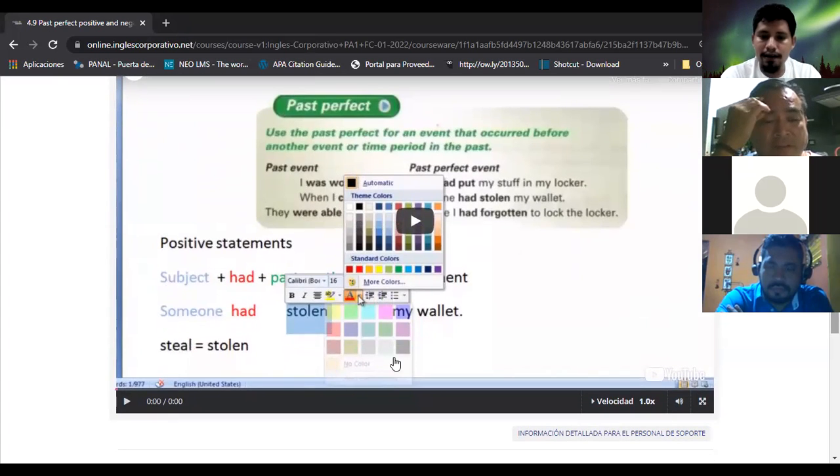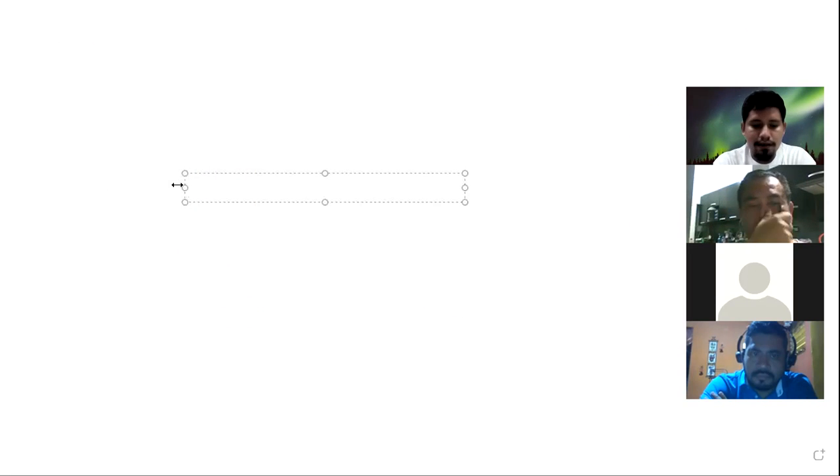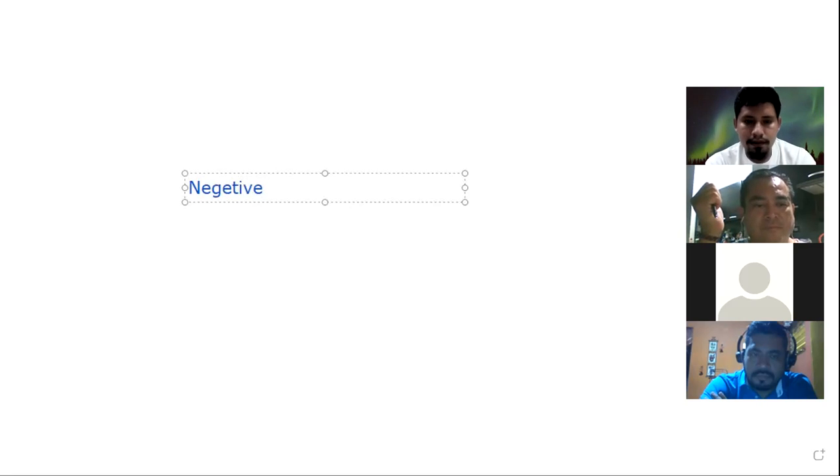The negative statements. Okay, I will share a whiteboard right now, and let's see how this works. So for negative statements, we're going to be using the same structure. In this case, I'm going to write it here. Negative.